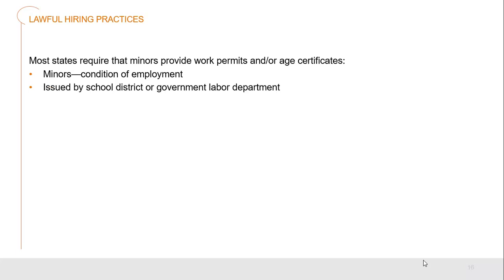Most states require that minors provide work permits or have age certificates to be able to prove that they are permitted to work and understanding the restrictions that will be placed on them. So this will be a condition for employment for most minors in most states. It's generally issued by a school district or by government labor departments.